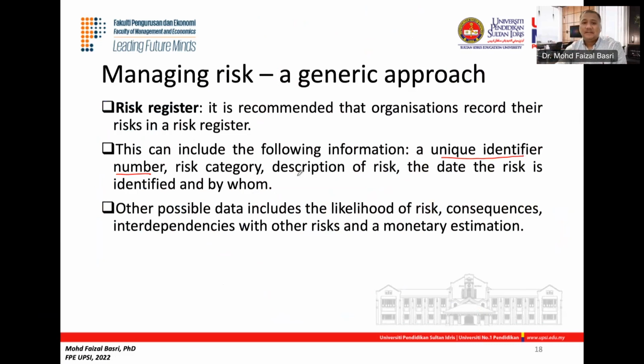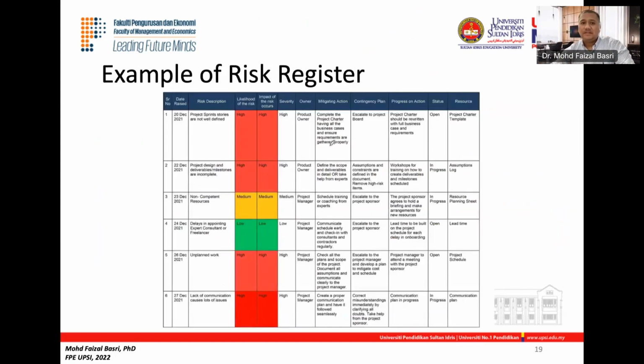The category of risk, description, the date of risk, and also who the identifier is, who are the ones who identify these risks. You need to label them as well. And you can include any other information, inclusive of the likelihood. This is always put in the risk register, the consequences, the impact, and any other implication with other risks, and any other monetary estimation or implication towards losses, for example. So these are among the information that you can use in a risk register.